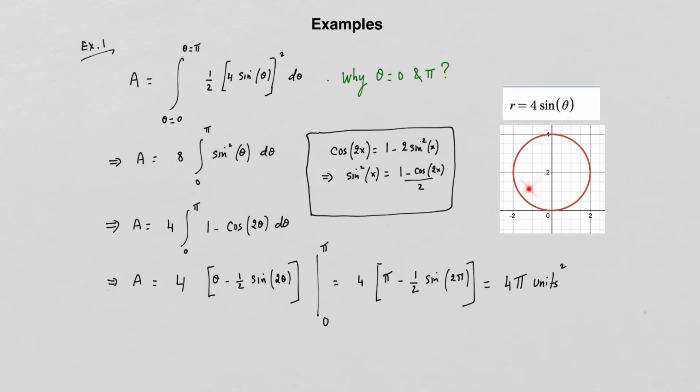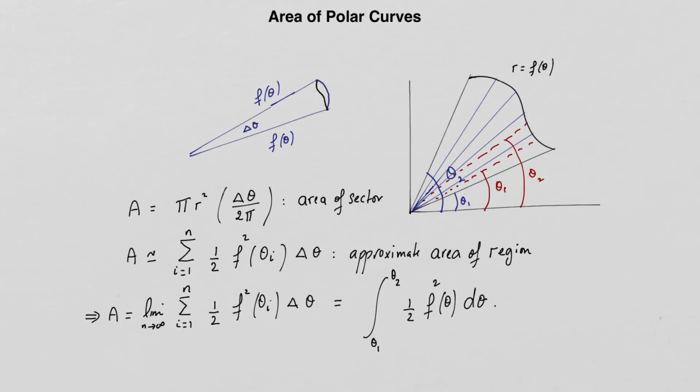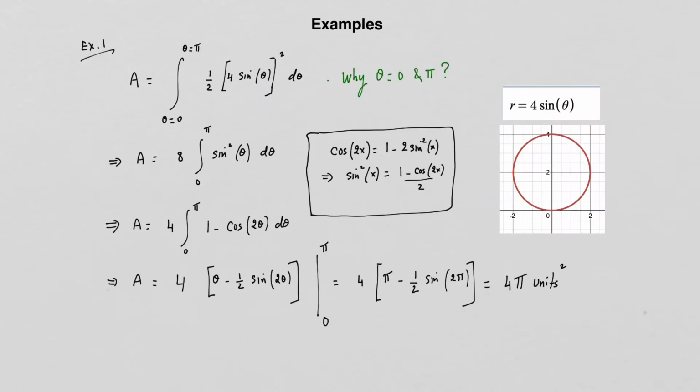And we want to find this area. Well, you know what this area is. This area is pi r squared, and r is 2. So we should get 4 pi, okay? Now, let's do it using the formula that we just came up with. Now notice this. Here is your half r squared d theta.